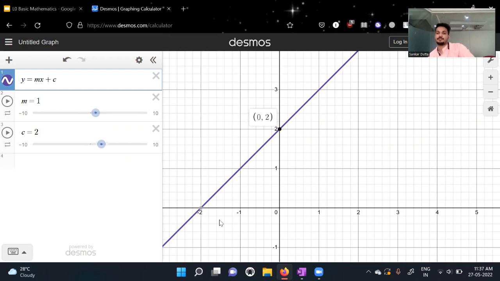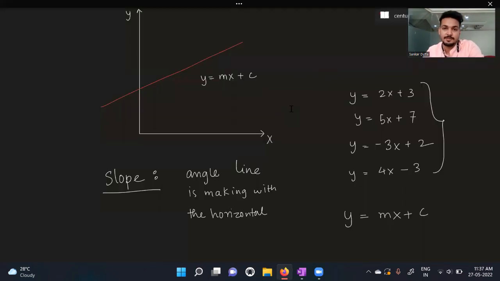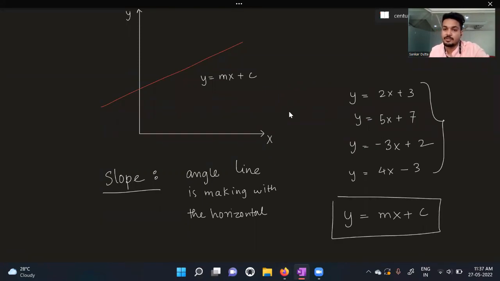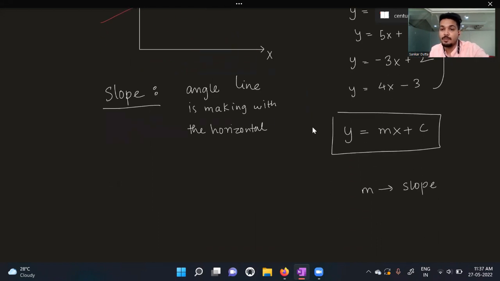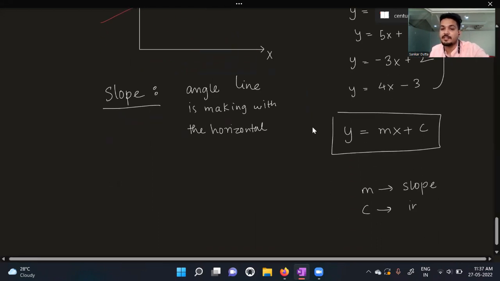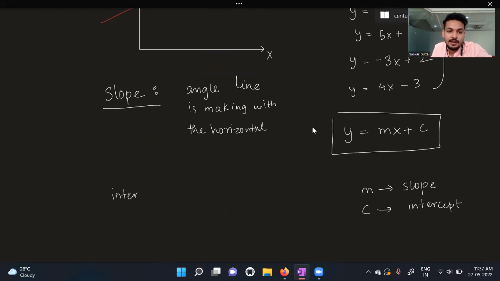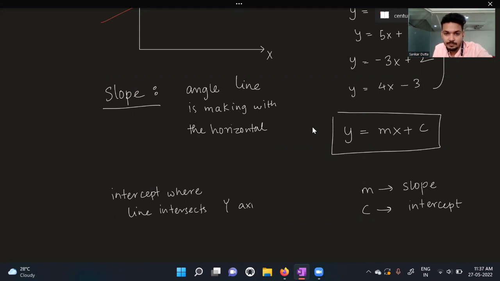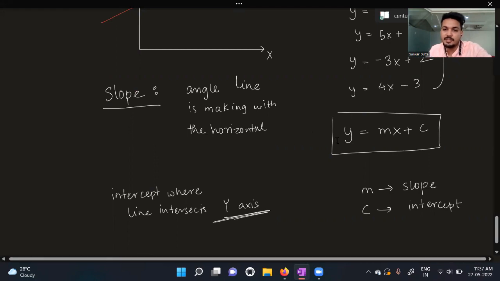So what do you infer from this? What is the logical conclusion for this? This means that in the y equals mx plus c equation, m represents slope and c represents what? The intercept, right? And what is intercept? Intercept is where the line intersects the y-axis, right? And this number can be positive, negative, anything.